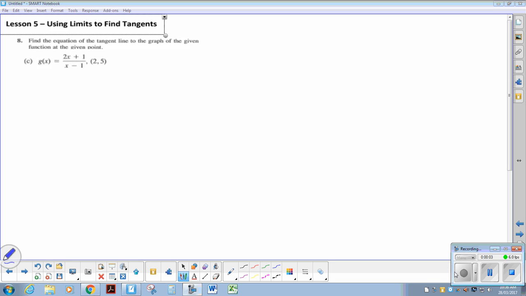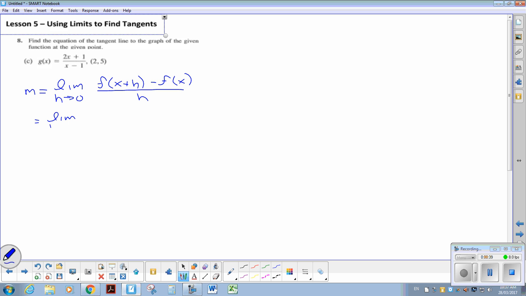All right, from Unit 3, Lesson 5, I've had a homework question about number 8, and it's find the equation of a tangent line to the graph of the given function at the given point. So, I picked C just because it looked like one of the more challenging ones, very similar to the previous question, number 7. So, we want to find the equation of the tangent line, so that means we need to find the slope, which is the limit as h approaches 0 of f of x plus h minus f of x, all divided by h.